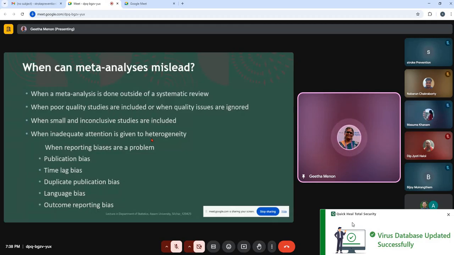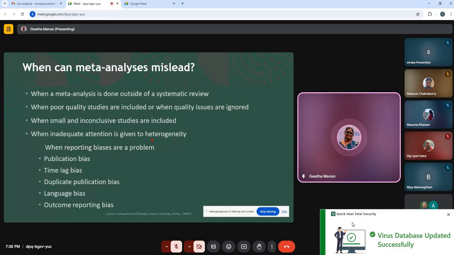So when should you not do it? When can a meta-analysis be misleading? A meta-analysis, as I said, cannot be done alone. It has to be done within a systematic review. When poor quality studies are included, then the meta-analysis could be misleading because you have not appraised the individual studies properly, and therefore the results that you get from the meta-analysis could be misleading.